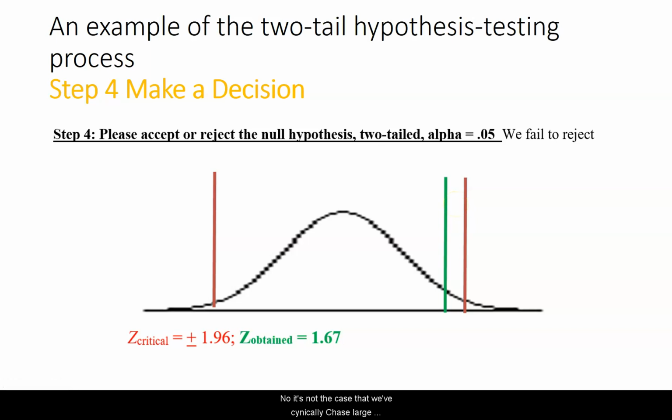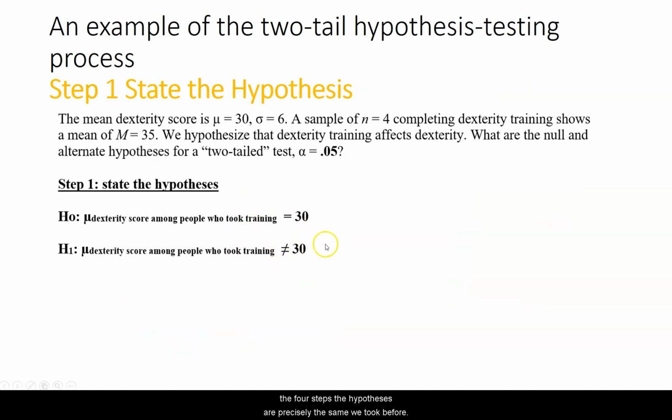Now, it's not the case that we cynically chase large samples specifically to get statistical significance, because as we'll speak of later, we're going to have to confess to an effect size anyway. There's a separate thing called an effect size that talks about the practical effect of what we're doing here. But nonetheless, in this problem, just going through the 4 steps, the hypotheses are precisely the same as before. I wrote this idiosyncratic phrase here, but it's something you could do: the dexterity score among people who took the training. There's this hypothetical universe of people that took the dexterity training, and according to the null, it didn't make any difference. It should be equal to 30. That's going to stand as my null hypothesis.